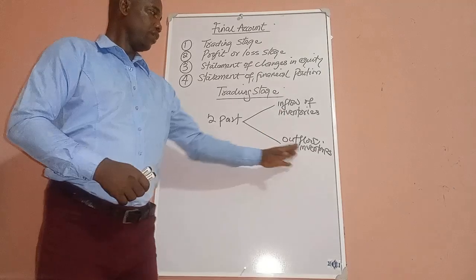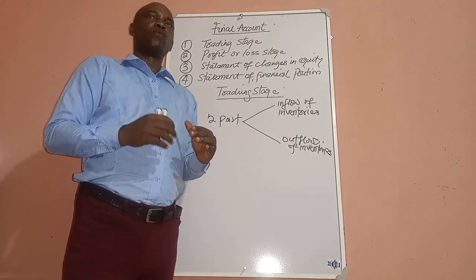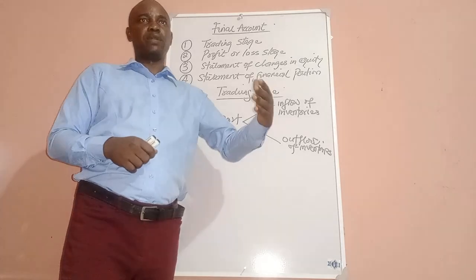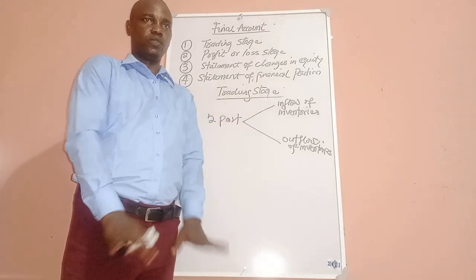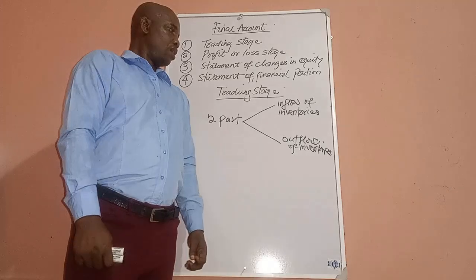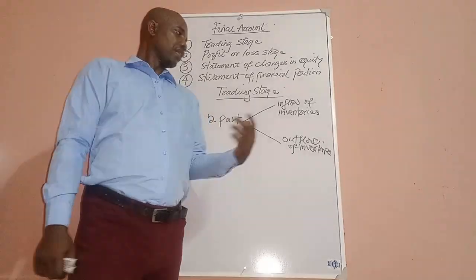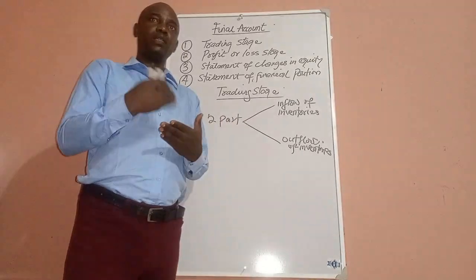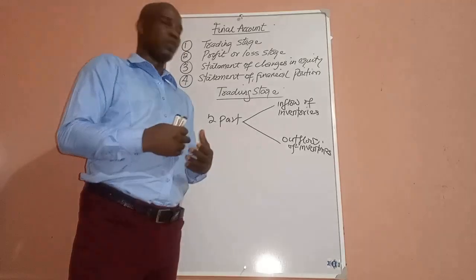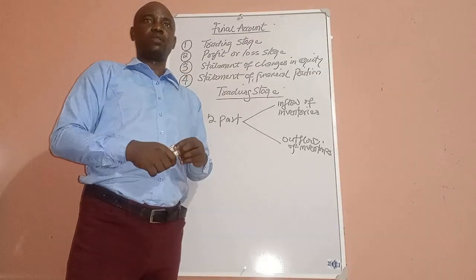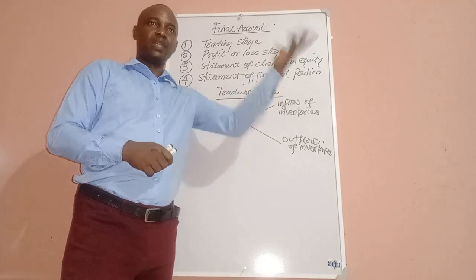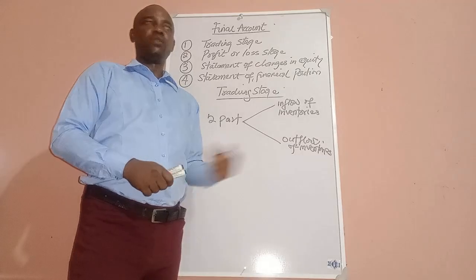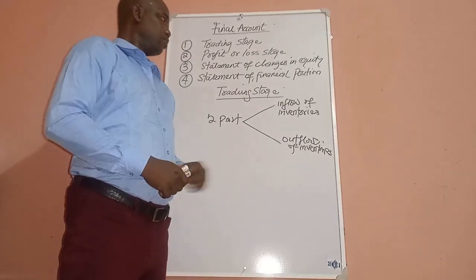Then outflow of inventories has to do with when you are selling goods to your customers. When you sell goods to your customers, the inventory will do what? It will reduce, come down. That is outflow. Another thing that will bring about outflow is when you purchase goods and some of the goods do not meet the standard of what you are doing. In that case, you have to return them. They are called returns outward. You are returning to your suppliers. So it will reduce the inventory when you return goods to your suppliers. So these are the 2 stages.